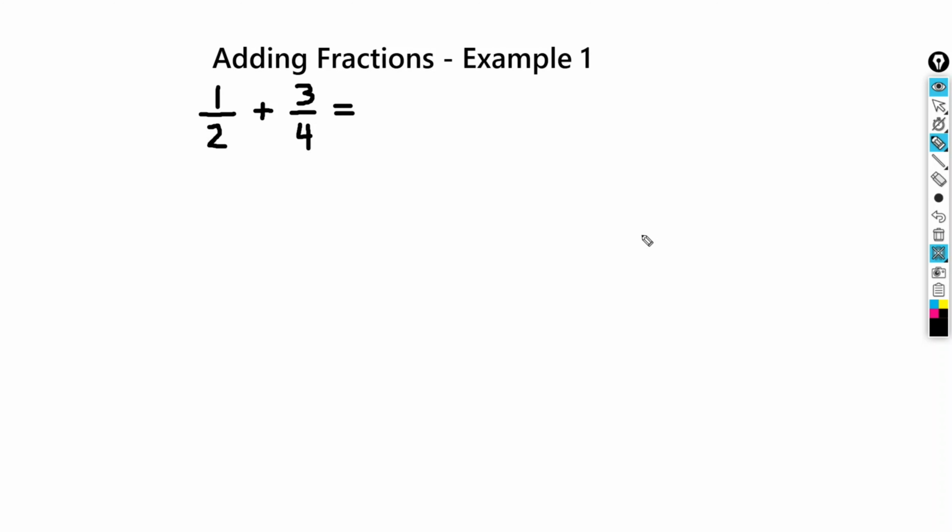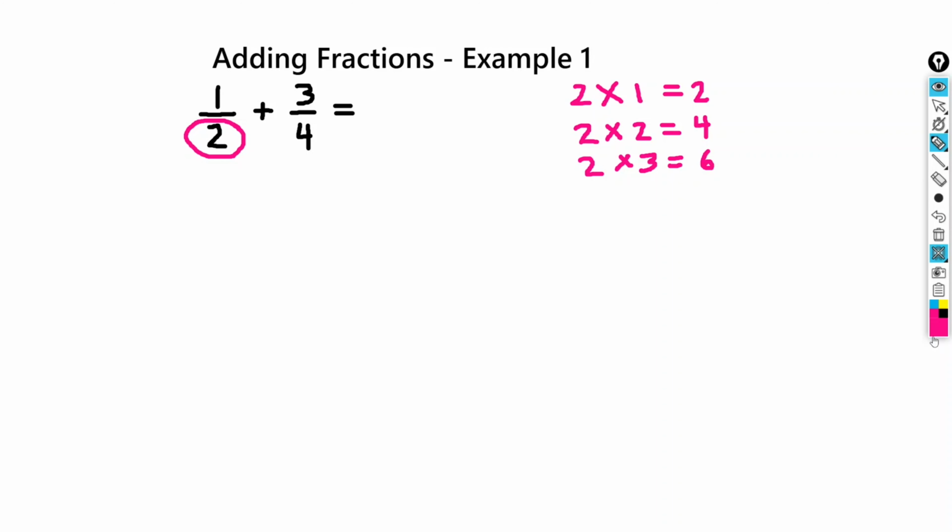All right, in our first example, we're going to add 1/2 plus 3/4. So to find a common denominator, what we can do is find the least common multiple between the two denominators. So let's take our first denominator, 2, and we can do 2 times 1. Well, that's going to be 2. 2 times 2 is 4. 2 times 3 is 6. And we could keep going, but I'm going to stop here and I'll show you why in a moment.